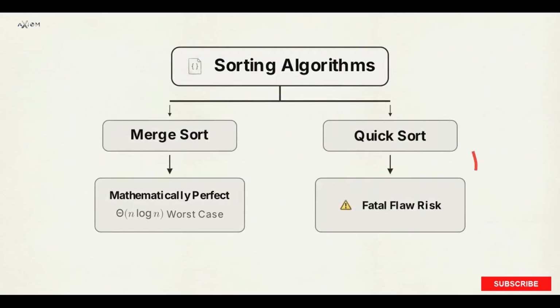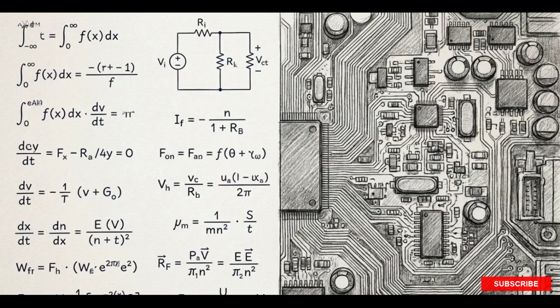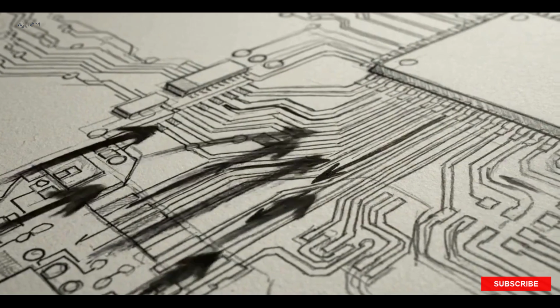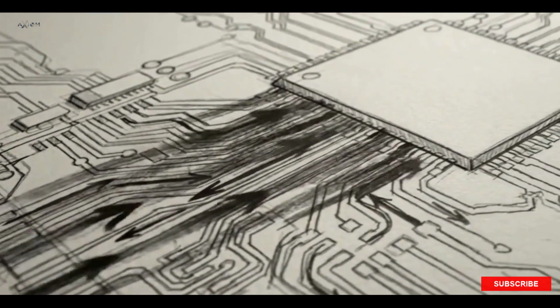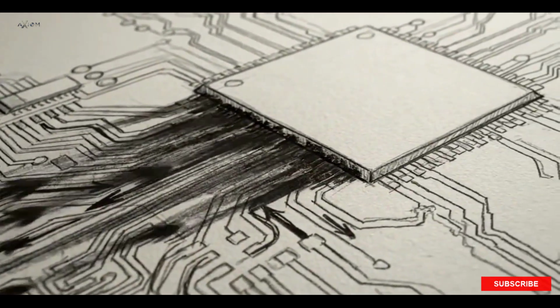We have to reconcile why the architects of our most heavily used languages would deliberately choose an algorithm with a known fatal flaw over a mathematically perfect one. Theoretical time complexity is a useful mathematical model, but it ignores the physical behavior of the hardware. In production, the way silicon and electricity interact with memory can invalidate even the most elegant mathematical proofs.